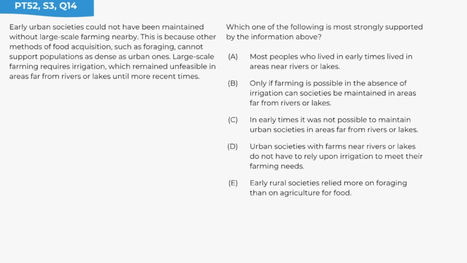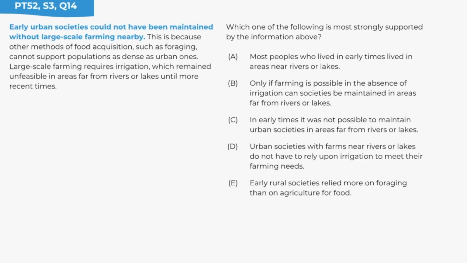All right, welcome back. So they tell us in the first statement that early urban societies could not have been maintained without large-scale farming nearby, so that urban societies need large-scale farming nearby. And we can represent that in an if-then relationship. If a society is urban, then it needs large-scale nearby farming.